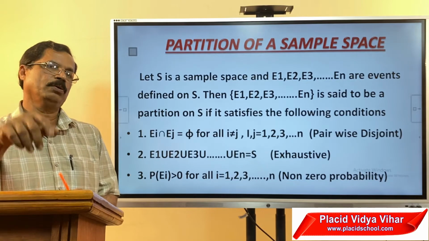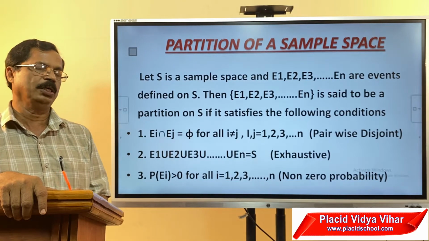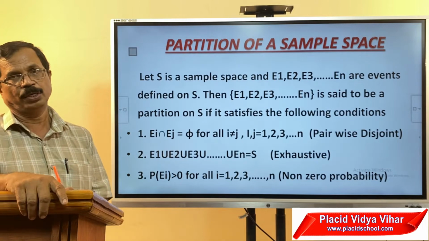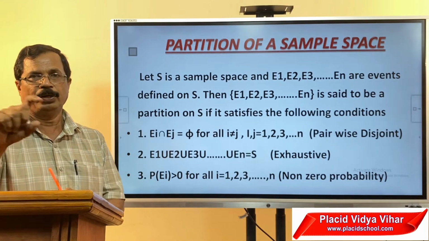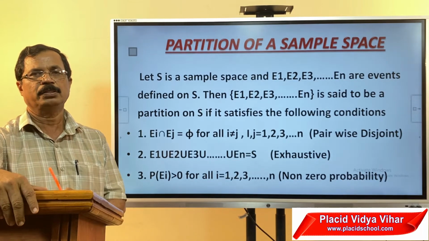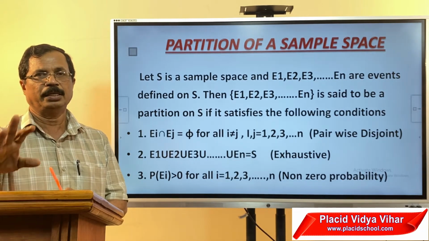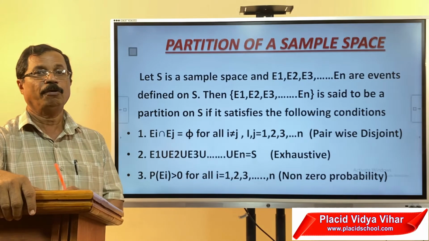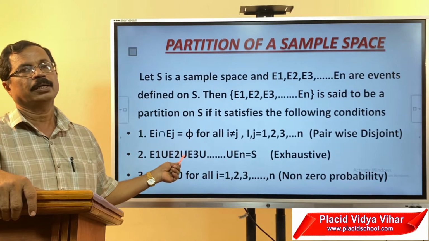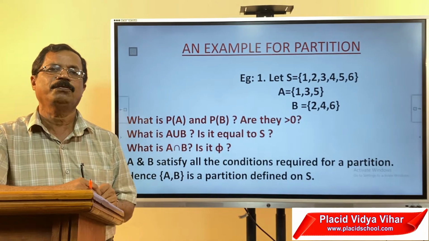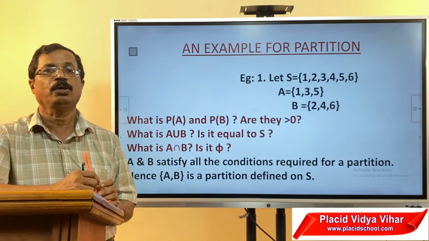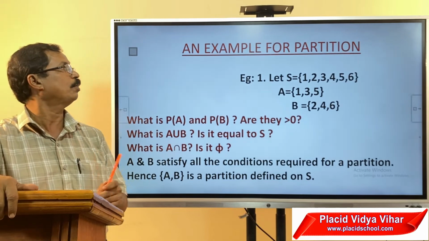Once again, go through the conditions. The first condition is pairwise disjoint. The second condition is exhaustive, that means when you take the union of all events, you have to get S. The third condition is that the probability of each event must be greater than 0. Now let us come to an example for partition. It's a well-known example, you have already studied this. Look at this.